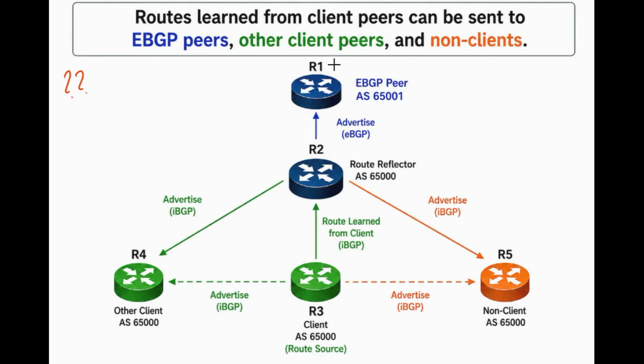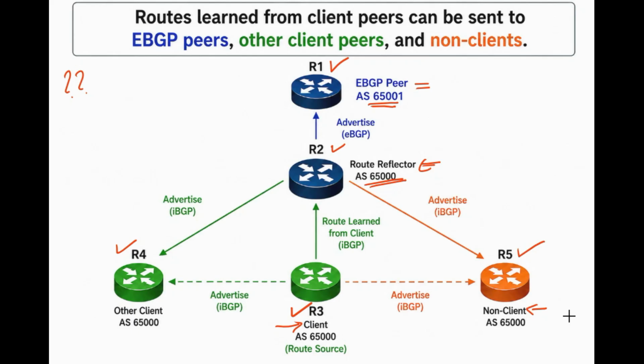We have 5 routers. Router R1 is an eBGP peer in AS number 65001. R2 is the route reflector in AS 65000. R3 and R4, the green routers, are iBGP clients, and router R5, shown in orange, is a non-client iBGP peer for R2.